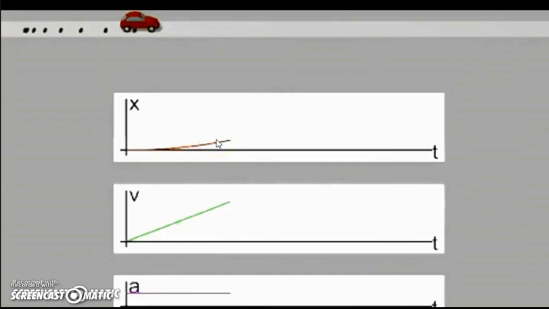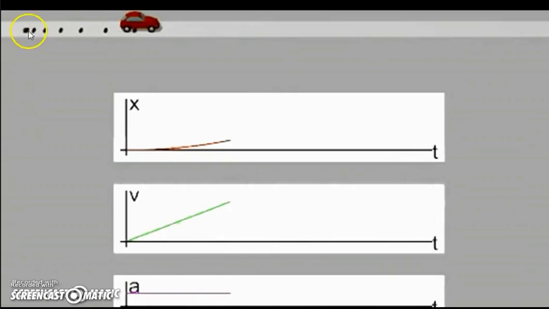x-t is a parabola. Whenever acceleration is constant, x-t is a parabola. You can also look at the separation. This is x, the next distance will be 3x, and the next distance will be 5x, then 7x, 9x, and so on. This is called the law of odd numbers, given by Galileo.